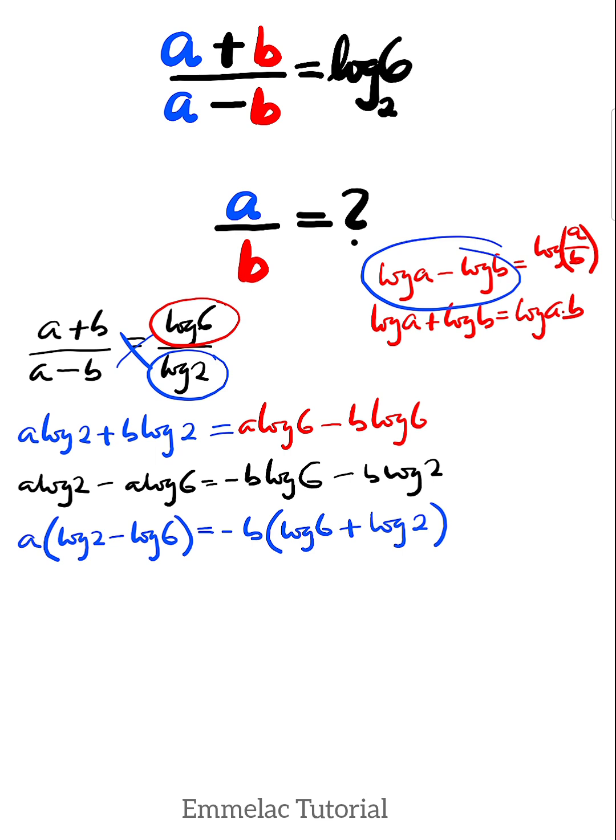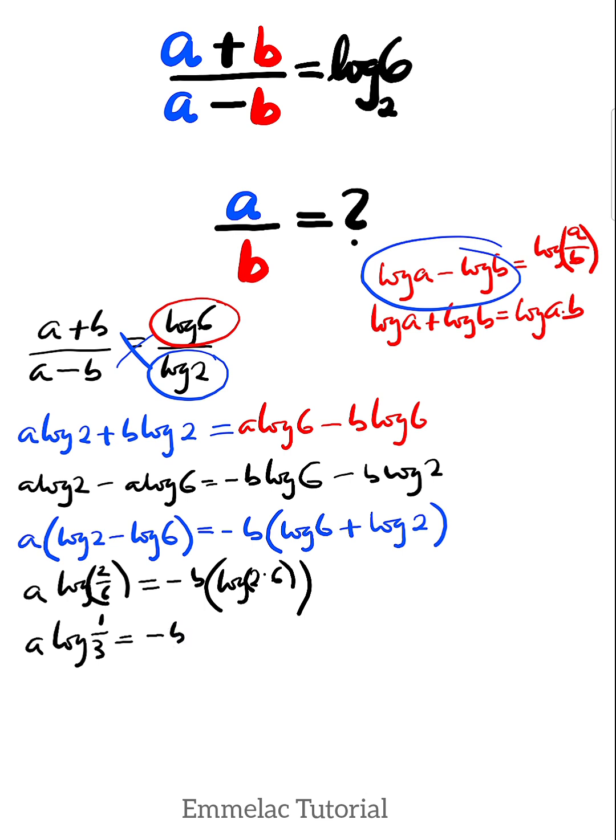So here we have a times log 2 all over 6, which will actually give us log 1 over 3, then equals negative b times log 2 times 6, which is meant to give us log 12. So here you have a log 1 over 3 equals negative b log 12.